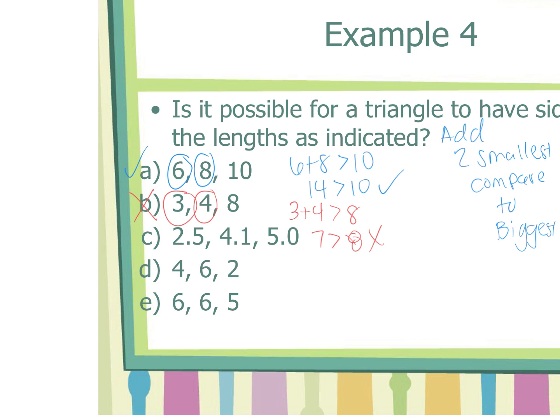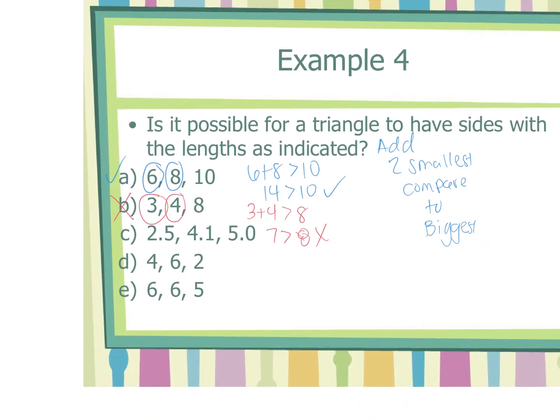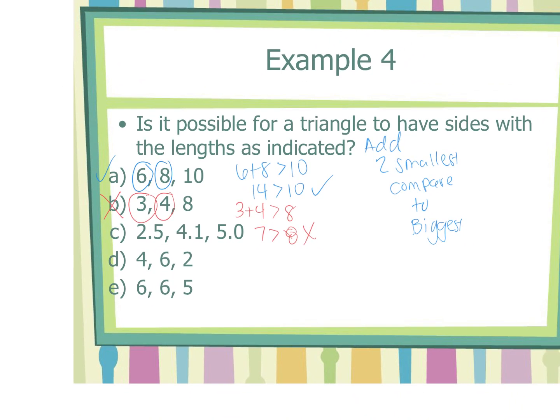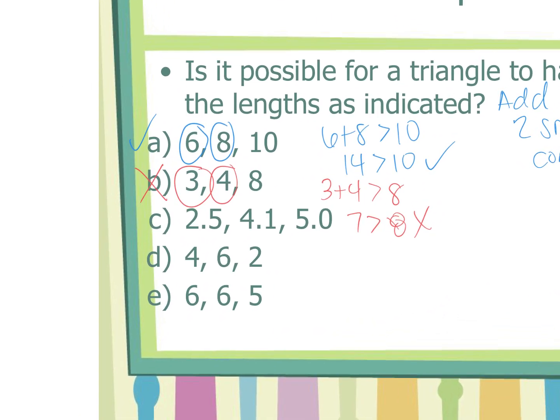Okay, so we would follow this same procedure by adding the 2 smallest sides and comparing it to the largest. And for C, 2.5 plus 4.1 would be 6.6. That is bigger than 5.0, so it'll work for C. D, you would add 4 and 2 and you would get 6. Guys, 6 is not bigger than 6, so this one does not work.